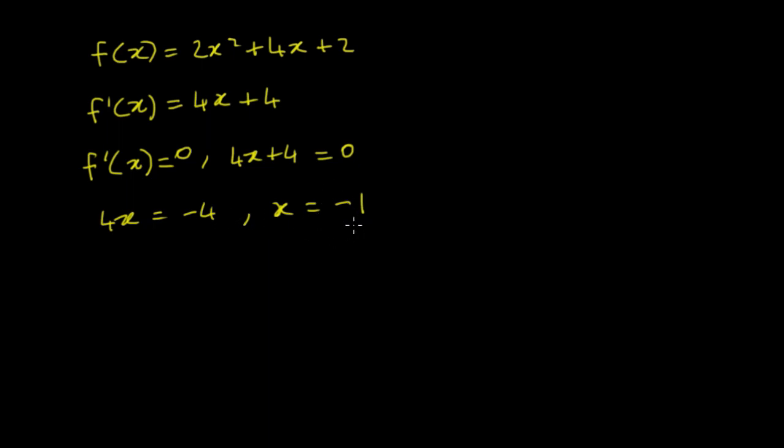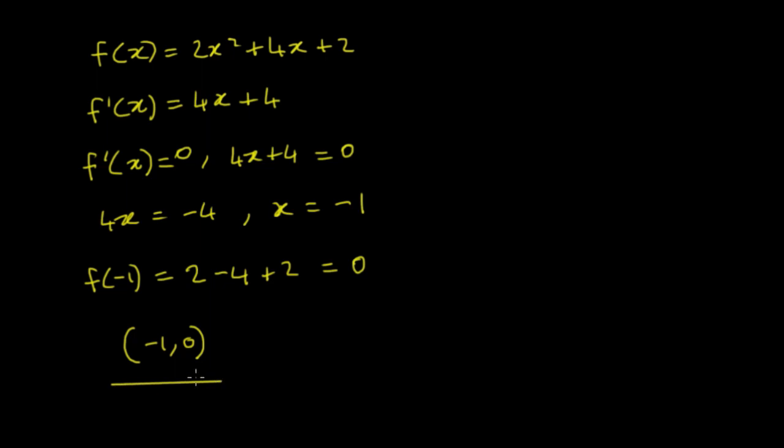So when x is equal to minus 1, we have a turning point. So what's the y value going to be? Well, we just put the minus 1 back into this equation up here. So f of minus 1 is going to equal 2 times minus 1 squared. So minus 1 times minus 1 is 1, times 2 is 2, and then we're going to have 4 times minus 1, which is minus 4, plus the 2. So that's going to give us a y coordinate of 0. So it means that the turning point for this equation is going to be minus 1, 0.